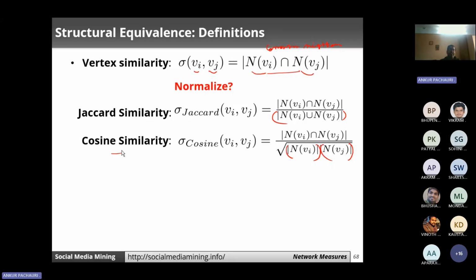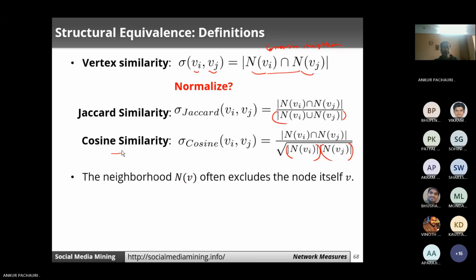What is the difference between Jaccard similarity and cosine similarity? In Jaccard similarity, the normalizing factor is the set of all neighbors, whereas in cosine similarity, the normalizing factor is the product of the sizes of their individual neighborhoods. Obviously, the neighborhood of V excludes the node itself. A person cannot be a neighbor of himself.